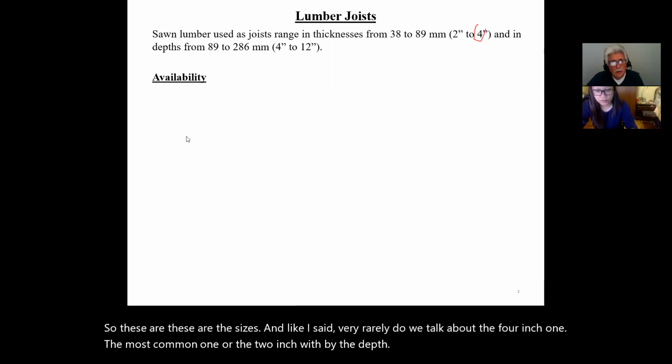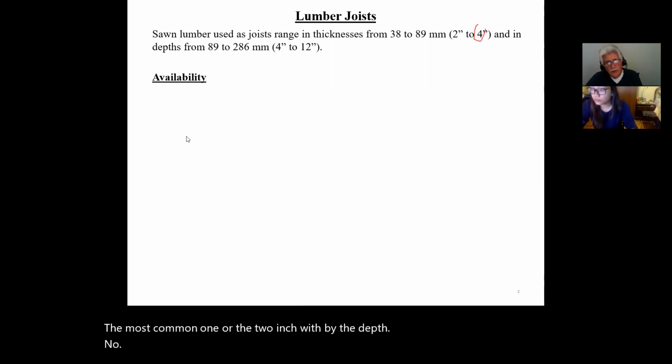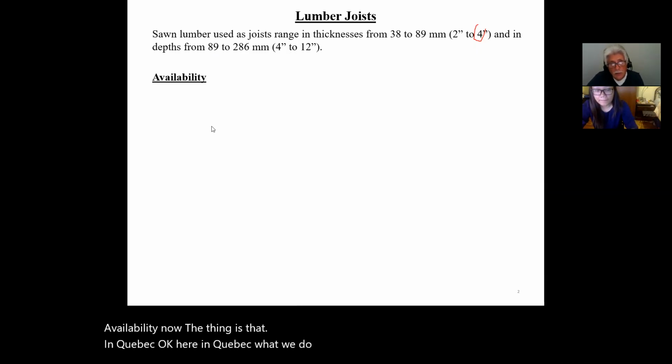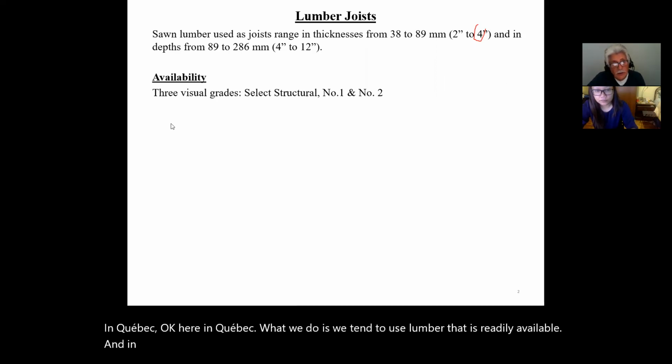Now, availability. In Quebec, here in Quebec, what we do is we tend to use lumber that is readily available. And in Quebec, there's basically, okay, first let's talk about grades, okay? Now, this is what they call visual grade, okay?